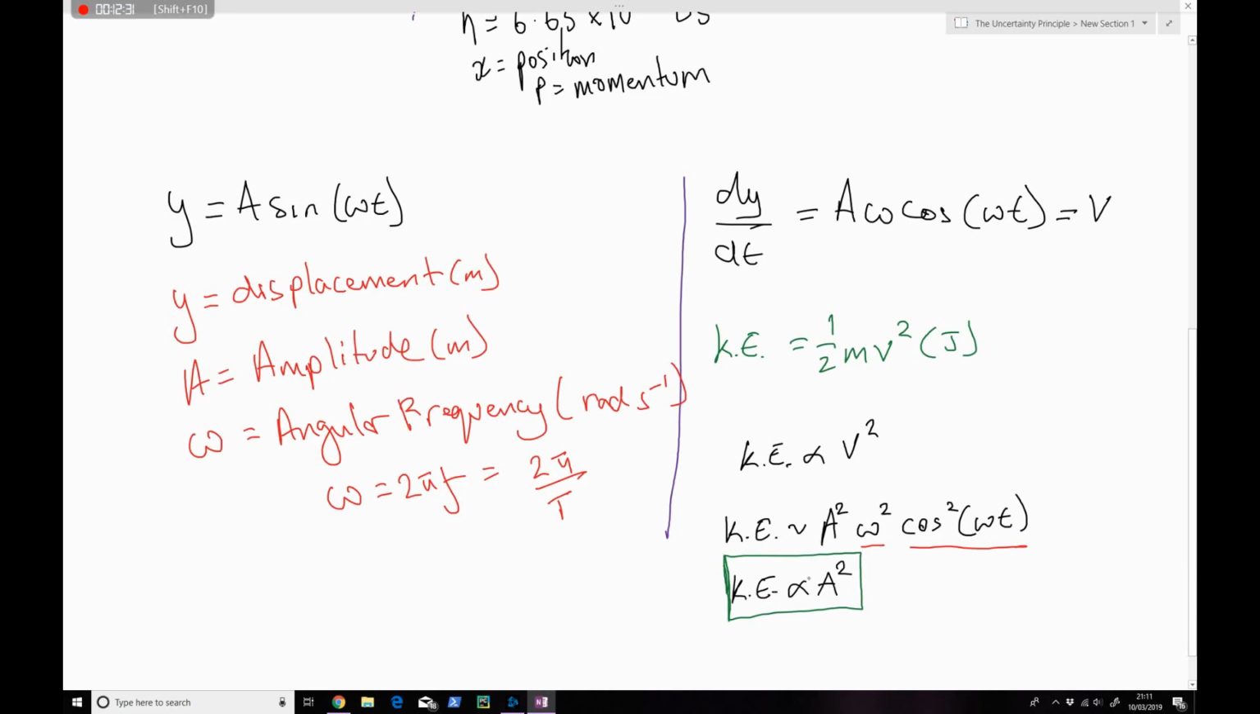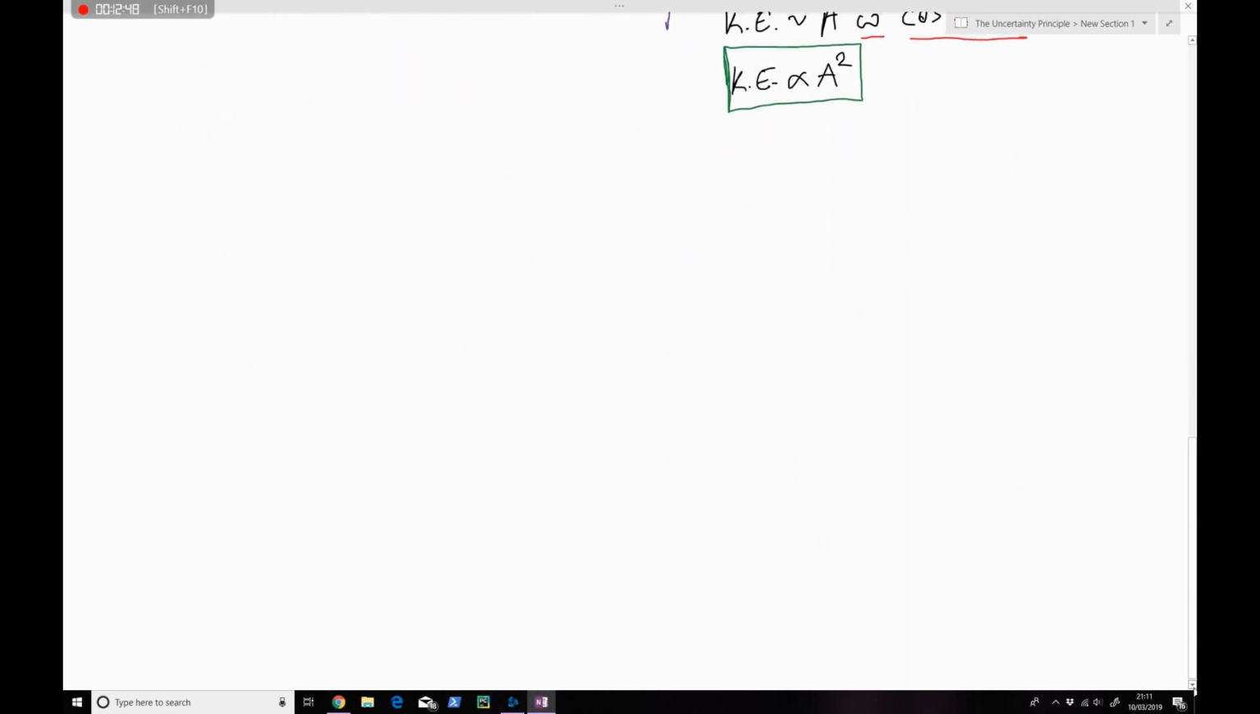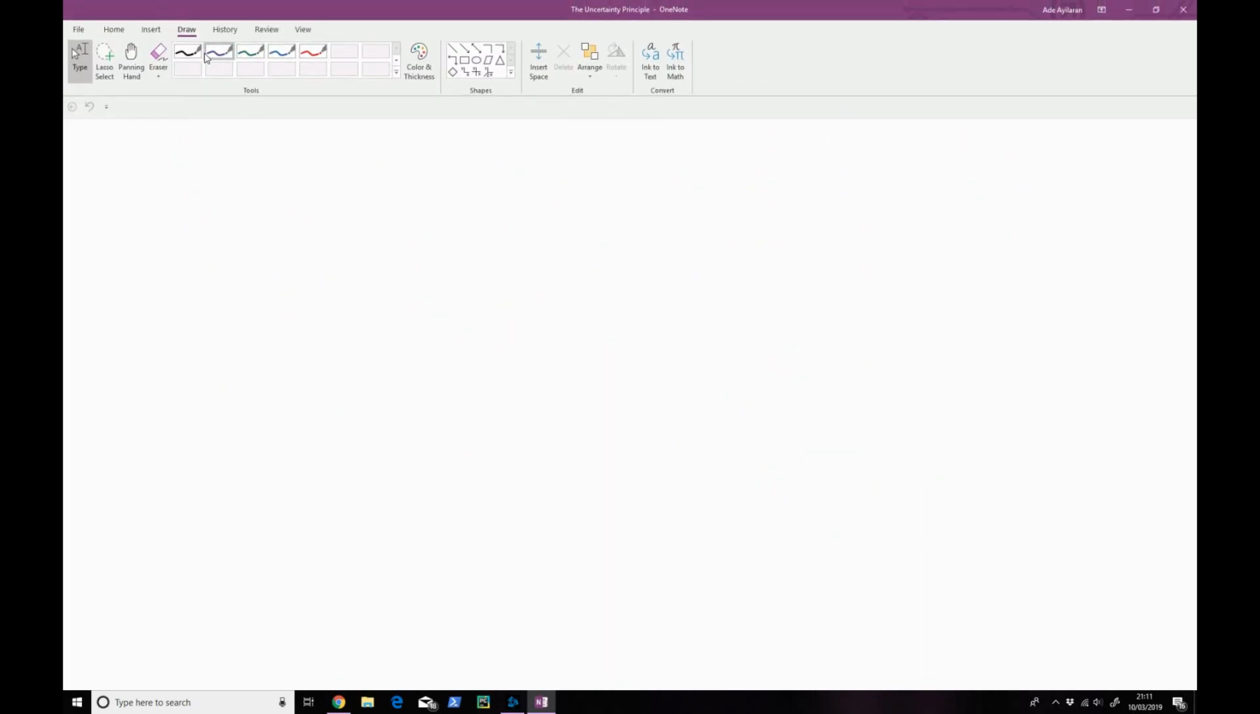Okay, and this falls in line with the wave-like idea that the amount of energy on the wave is directly proportional to its amplitude. Okay, right. So the way we are going to describe the uncertainty principle is to imagine that we are measuring an electron.